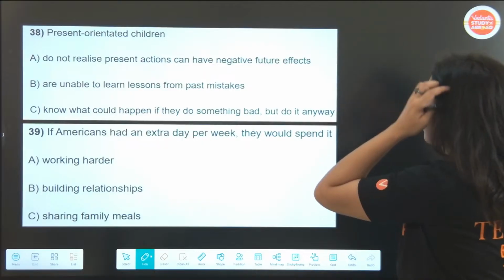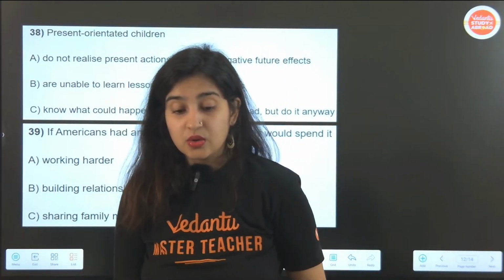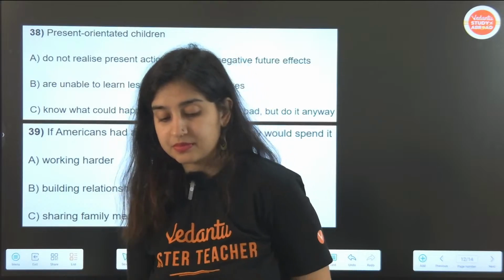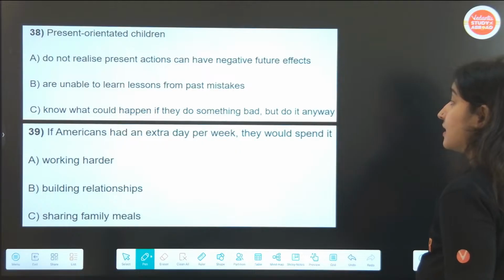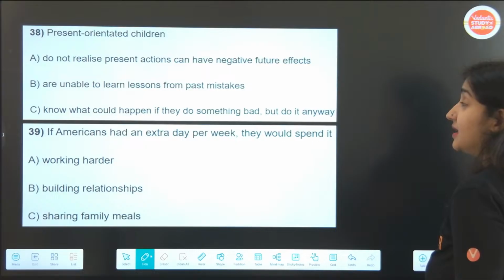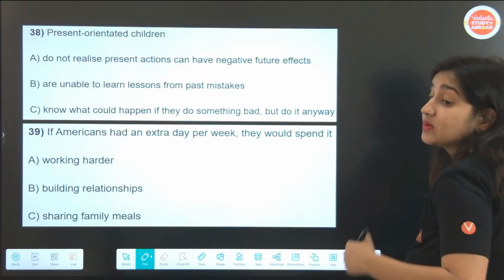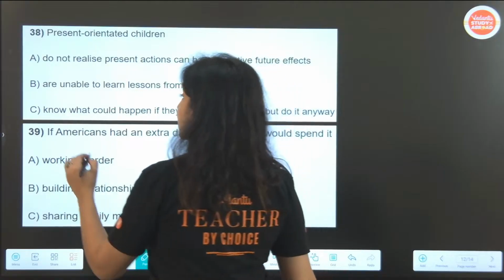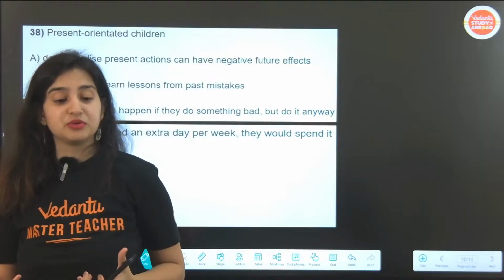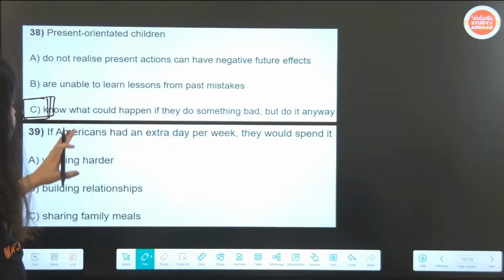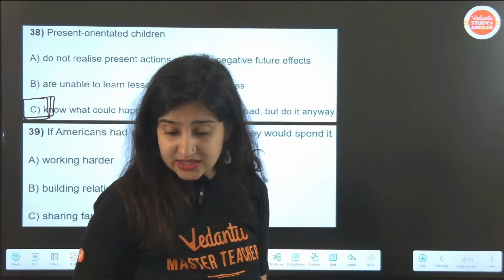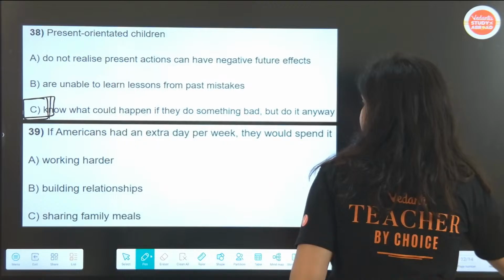Next, we had present-oriented children. What was said about present-oriented children? A lot of things were said about them, but the number one thing that was explained is that they don't care about future outcomes. So even if you tell them smoking will give you cancer, they cannot really think about that future outcome and would do it anyway. So they know what could happen if they do something bad, but do it anyway. C was the answer. This one was easier than the previous one.